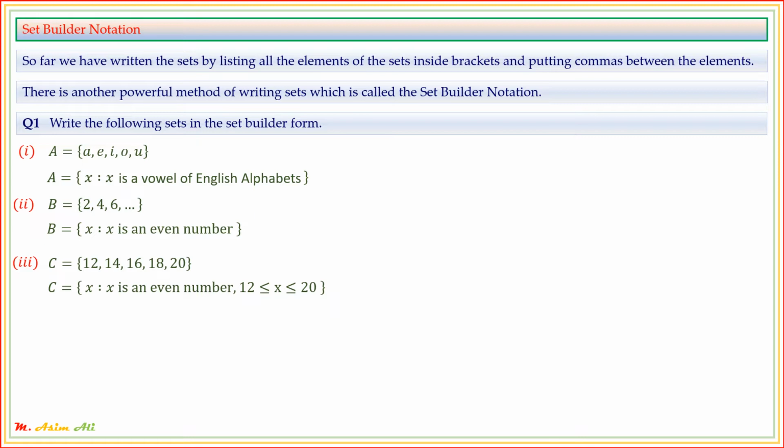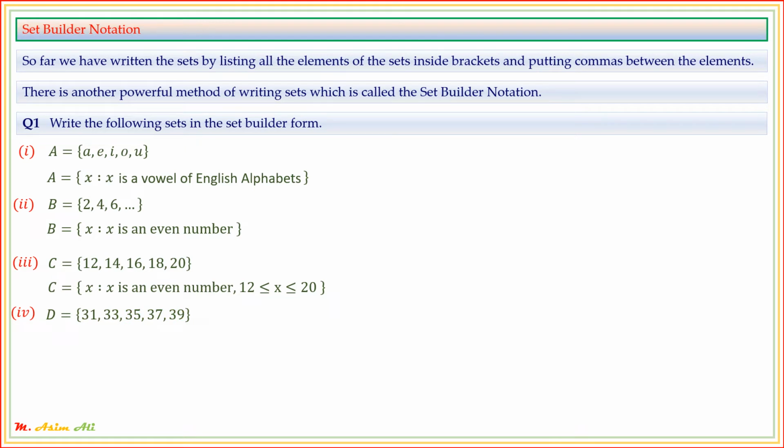These lines below the inequalities show that 12 and 20 are also inclusive. They are also included. If we leave those lines, we just write the inequality, that will mean 12 and 20 are not inclusive.